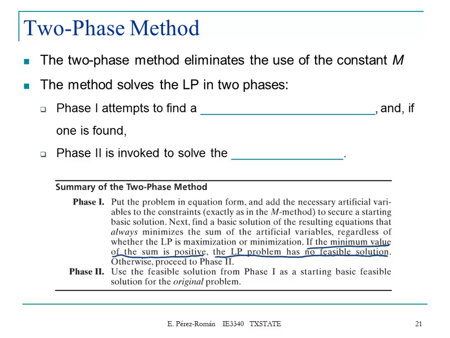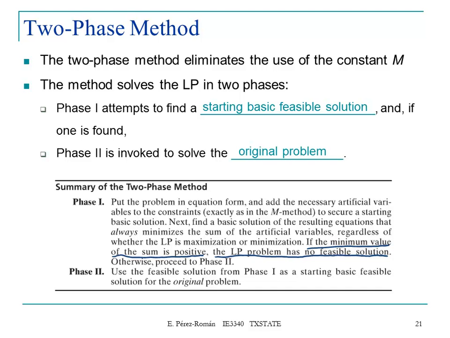Okay, so the two-phase method, just as a review, eliminates the use of the constant M. This method solves the LP in two phases. Phase 1 tries to find the starting basic feasible solution, and if you find one, then phase 2 is used to solve the original problem. From the first phase, we try to find the starting basic solution. Then we move to the second phase and try to solve the original problem. In this table, the method is summarized.